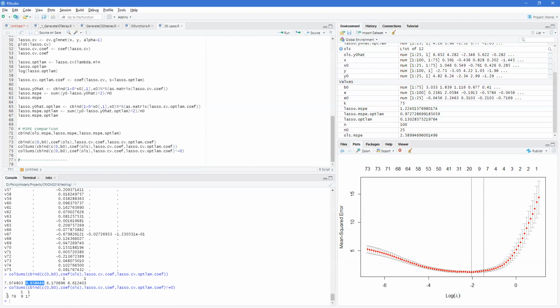And we can see how many regressors we have. 5 is the true number. OLS is 76. 9 is the Lasso, and then the cross-validation optimized one is closer to 17, which is what we see in the graph over to the right.